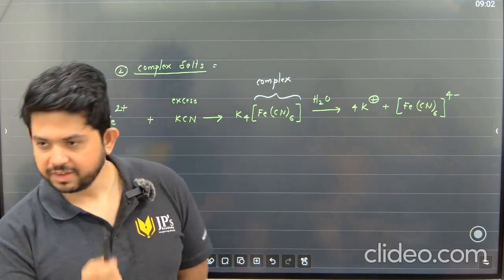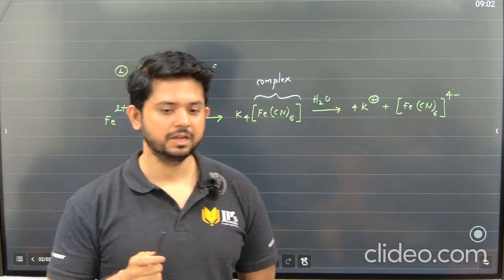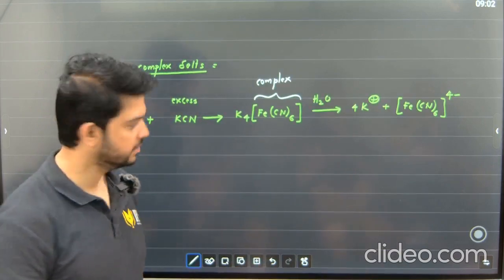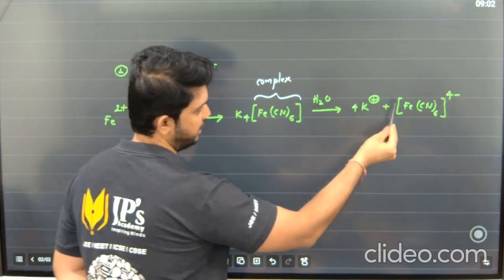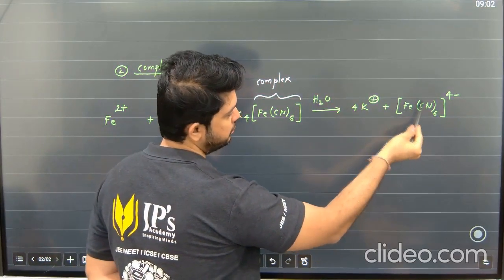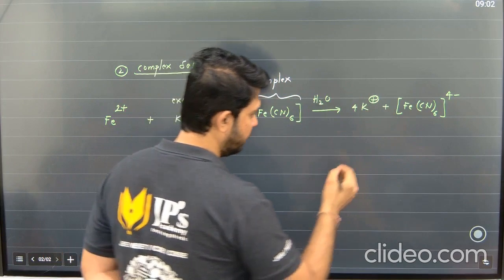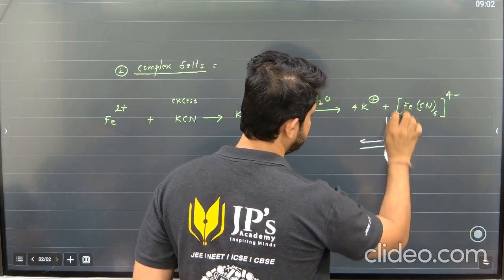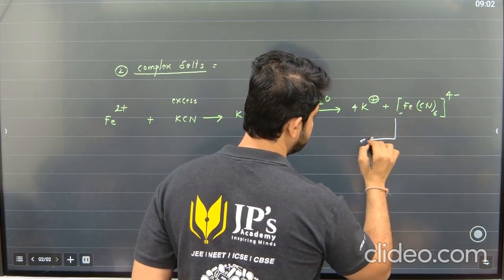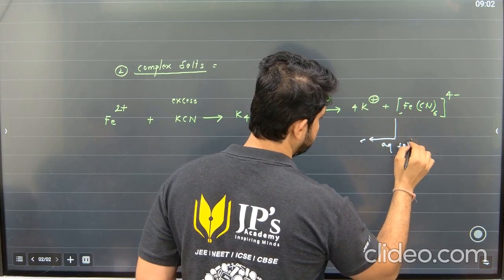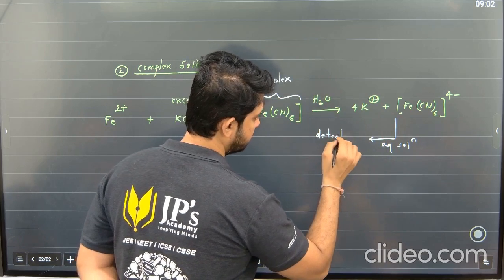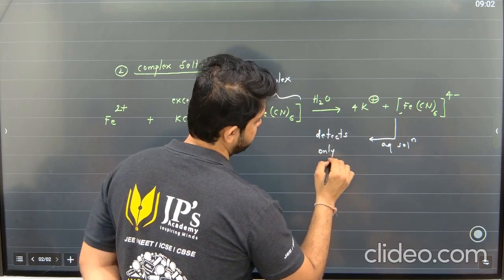Now tell me, if I try to detect ions over here, which ions should we detect? We should detect potassium, we should detect Fe plus 2, we should also detect cyanide. However, aqueous solution में we can only detect potassium.